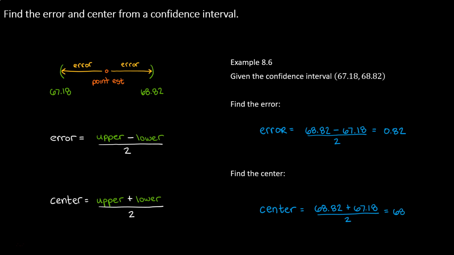And we can double check our work. If we take that center, 68, and we add the error back to it, we get 68.82, which is our upper bound. If we took the 68 and we subtracted the error, we would get 67.18, the lower bound. So we can check our work here to make sure that the error and the center that we found do in fact recreate the confidence interval that we started with.